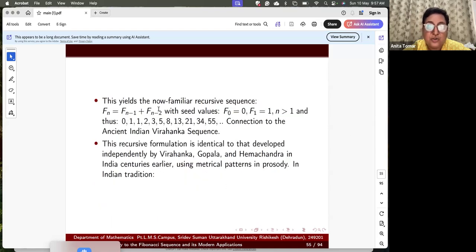So this yields the now familiar recursive sequence Fn equals Fn-1 plus Fn-2, with seed values F0 equals 0, F1 equals 1, and n greater than 1. So this recursive formulation is identical to that developed independently by Virhanka, Gopala, and Hemachandra in India centuries earlier using metrical patterns in prosody in the Indian tradition.